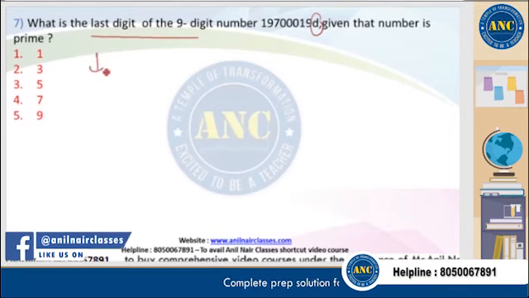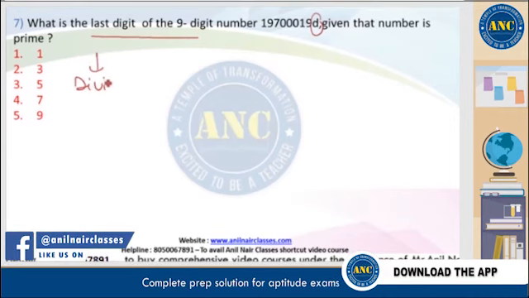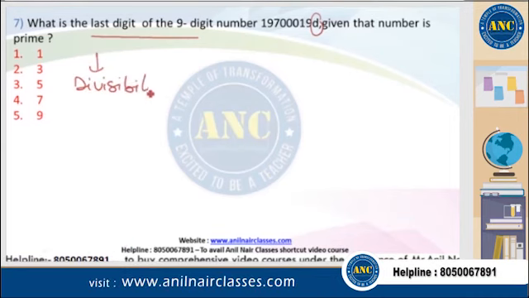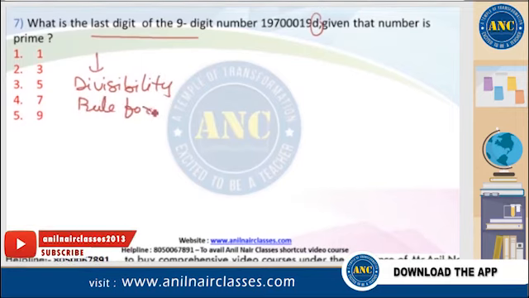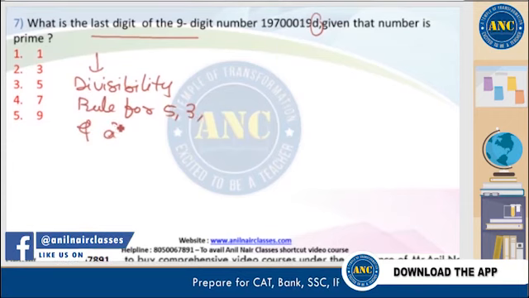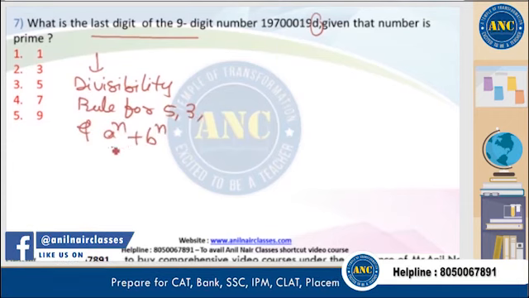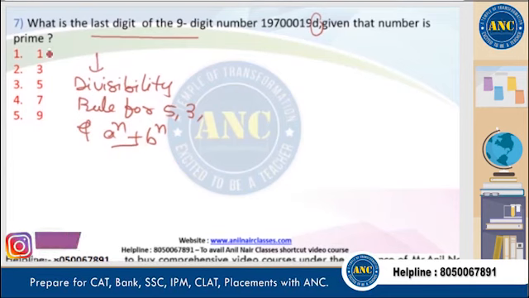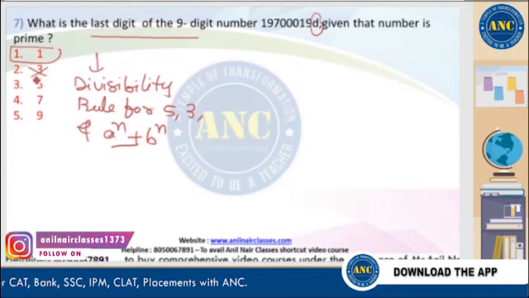Excellent question. In this question yesterday we discussed the divisibility rule for 5, we discussed 3, and also we used the a power n plus b power n concept. We got the answer yesterday as 1. These are eliminated.